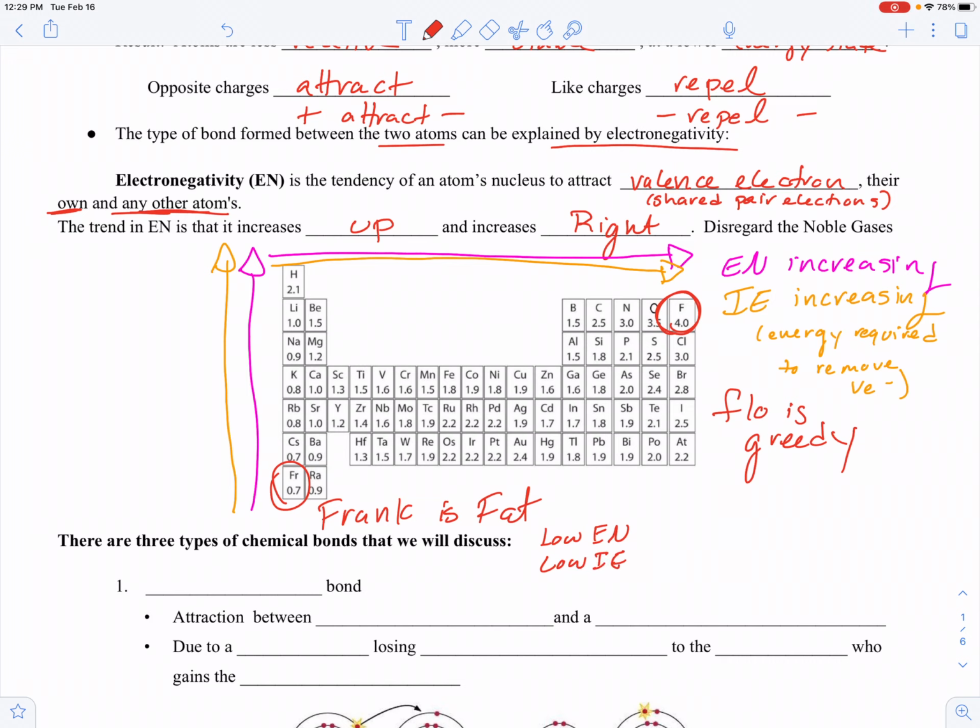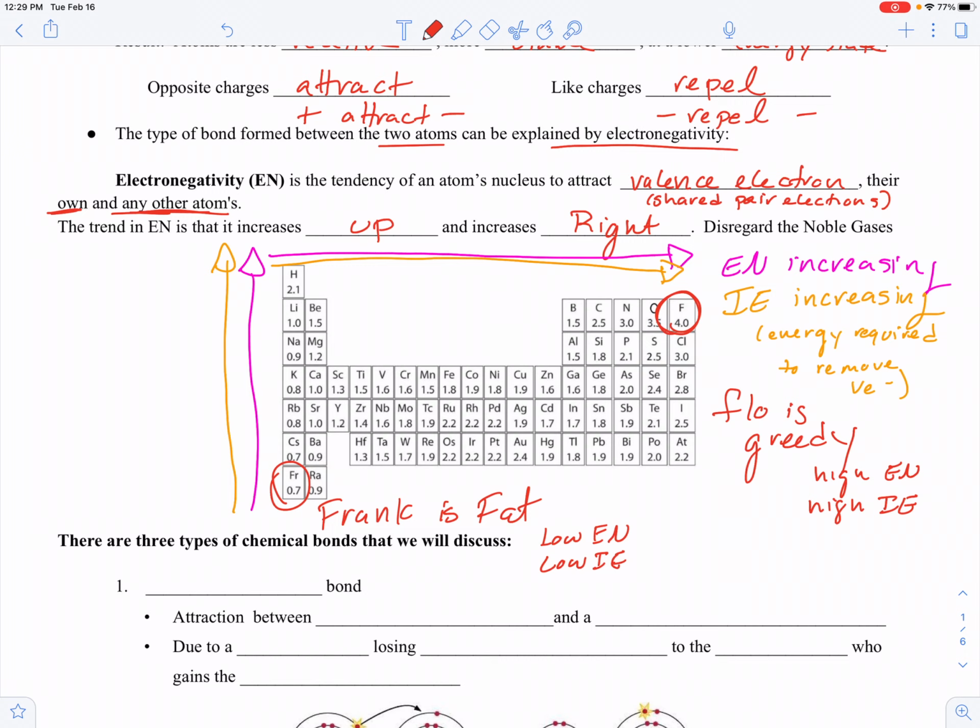Flo is greedy, meaning that she's really attracted to her valence electrons. So that means that she has a really high electronegativity, which means that it would be really hard to pluck an electron off. So she also has a really high ionization energy.